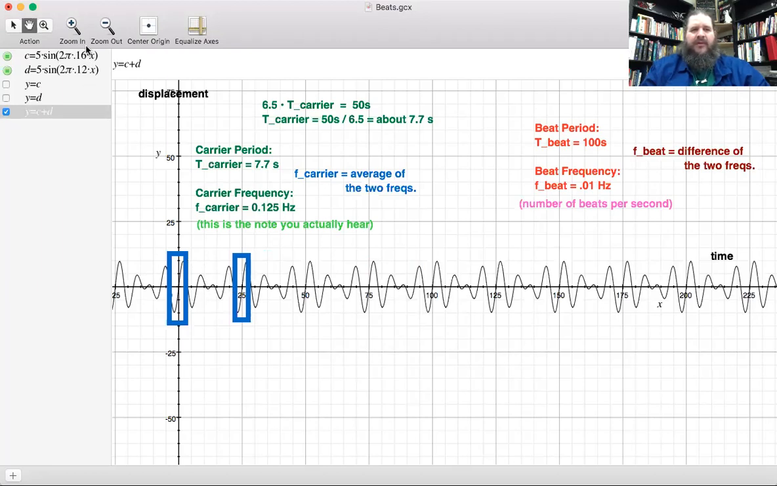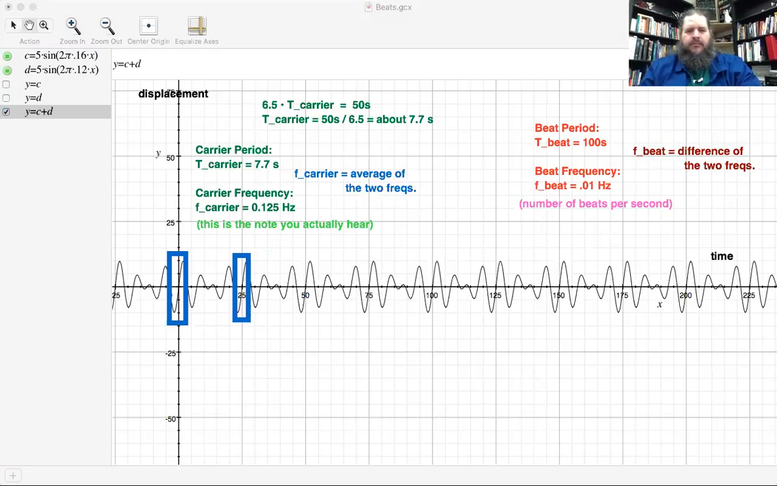Because what's the difference between these two frequencies? The difference between 0.16 and 0.12 is what? 0.04. Right. The new beat frequency is 0.04 hertz. And then if we invert that, the new beat period would be the inverse of this, 1 over 0.04, which is 25 seconds. So that means it now takes 25 seconds to have one beat happen.